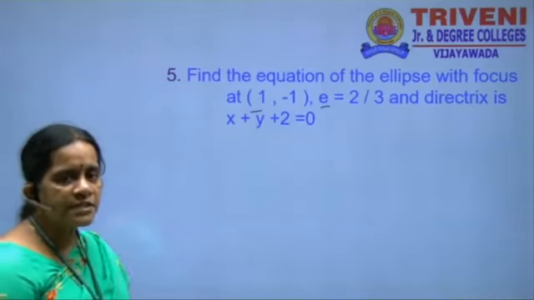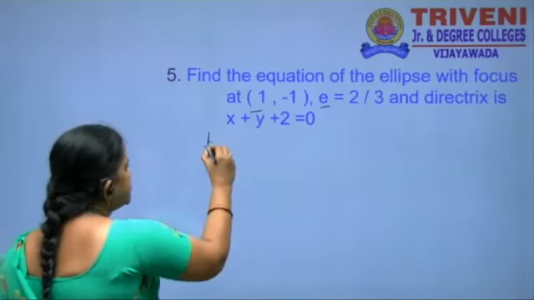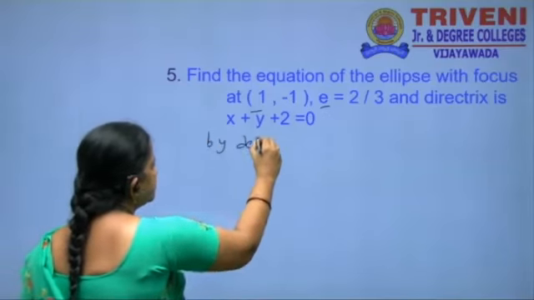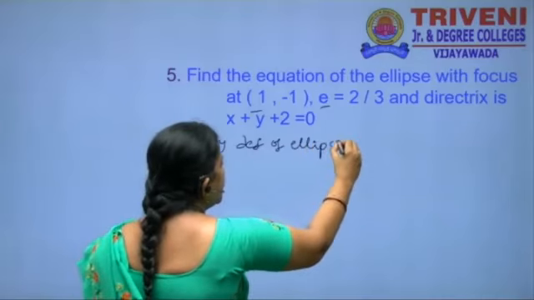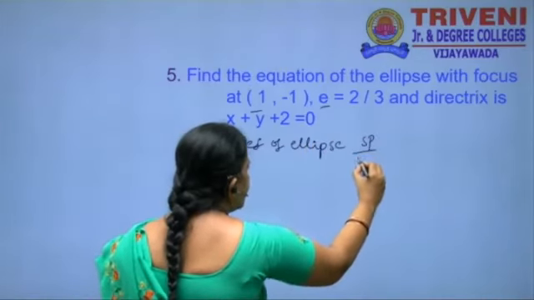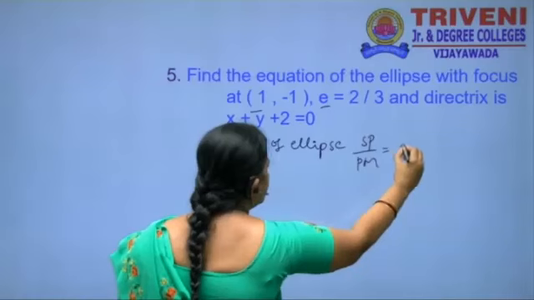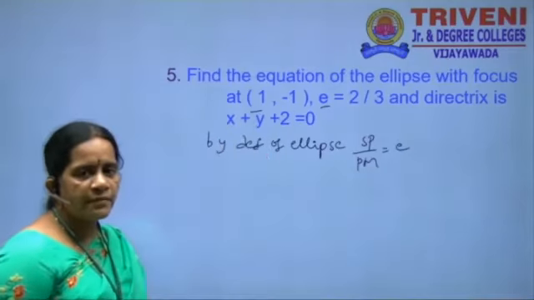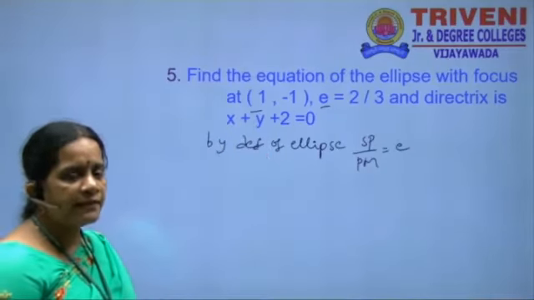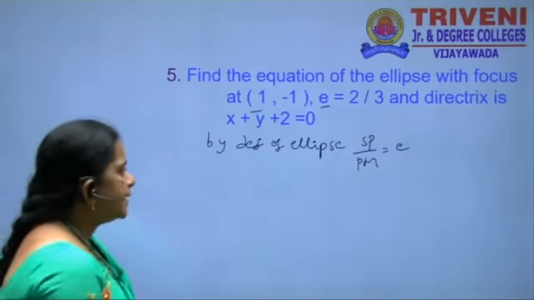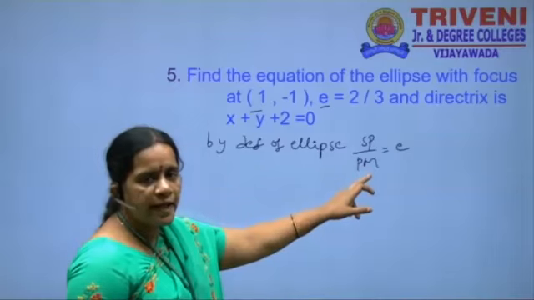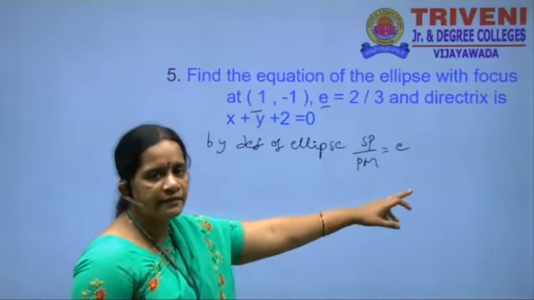We know the definition of ellipse. By the definition of ellipse, SP by PM is equal to e. Here S is the focus and P is any point on the ellipse, PM is the perpendicular to the directrix, and e is the eccentricity.